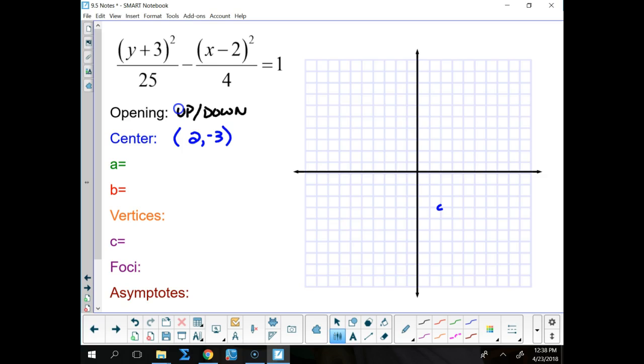What is my A value? Kenzie, what do you think A value is? 2? Because A is always underneath X, right? Yep. So left and right, 2. Ooh, we lucked out. Side of the box is on the y-axis. That's a good thing. It's going to help us later on.